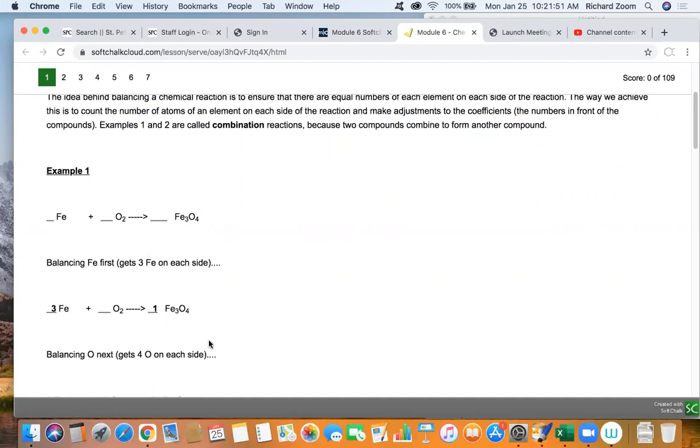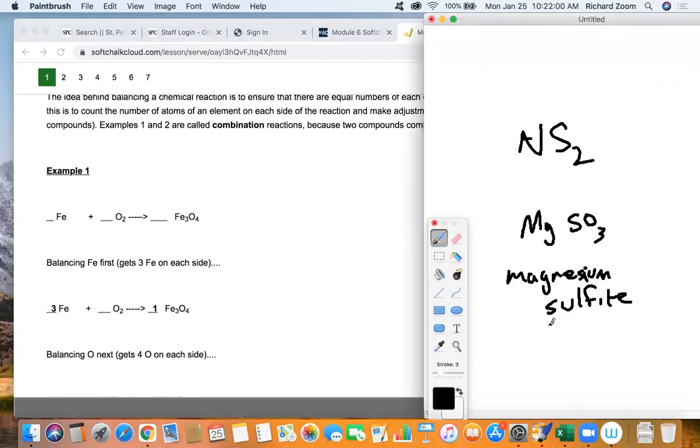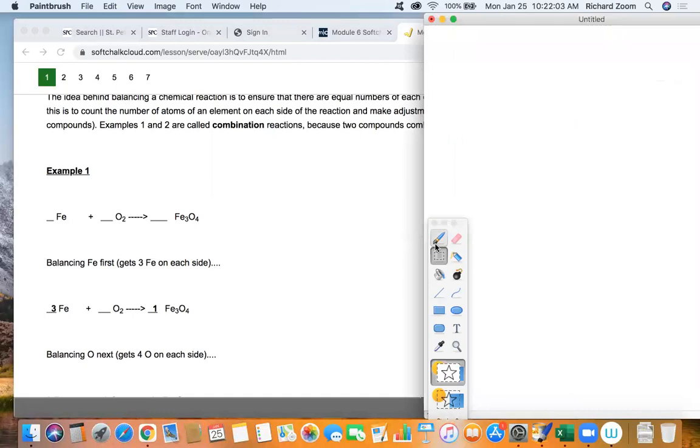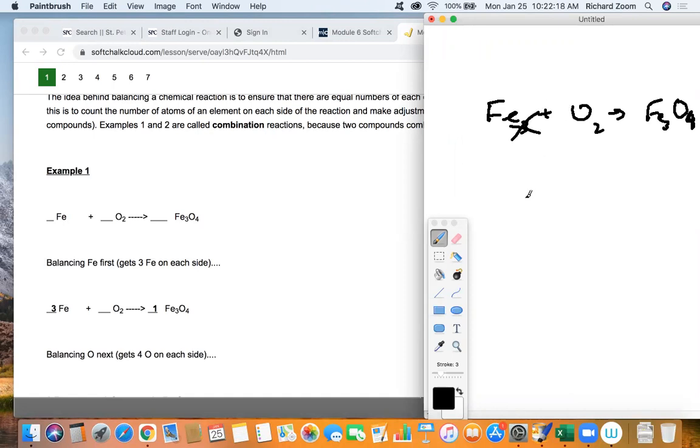So if you've got this kind of situation, I'll go ahead and do this in an example. It's very simplistic though. If you had Fe plus O2 gives Fe3O4, what you can't do is go Fe3. You can't do that. What you can do is 3 Fe's plus 2 O2 gives Fe3O4. So that's allowable. But this is not allowable.